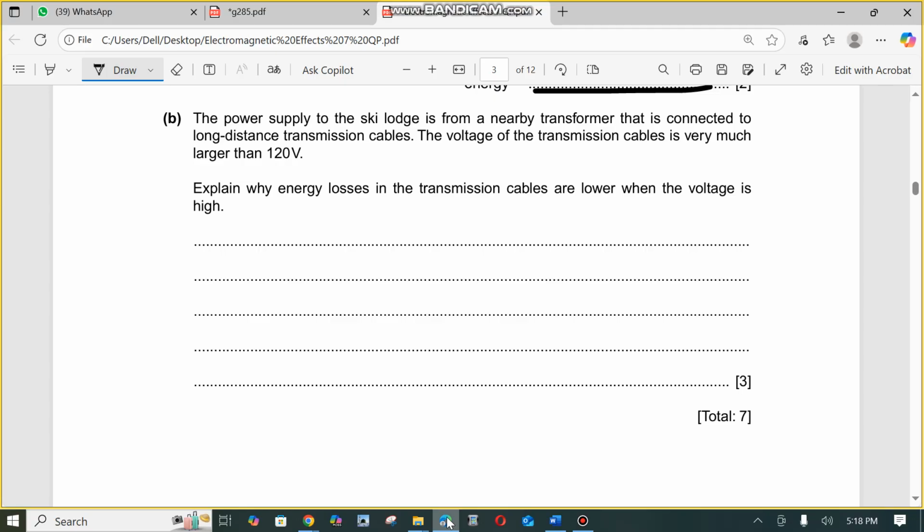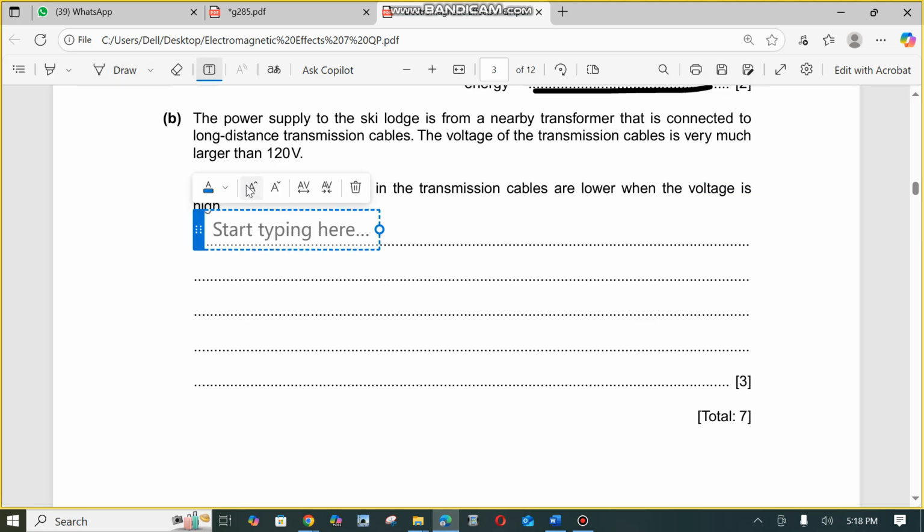Sir, since the power is constant, increasing the voltage will decrease the current. Current is the main source of producing thermal energy in the wires, which leads to losses. That is why transmission with a higher voltage leads to lesser current and more efficiency.